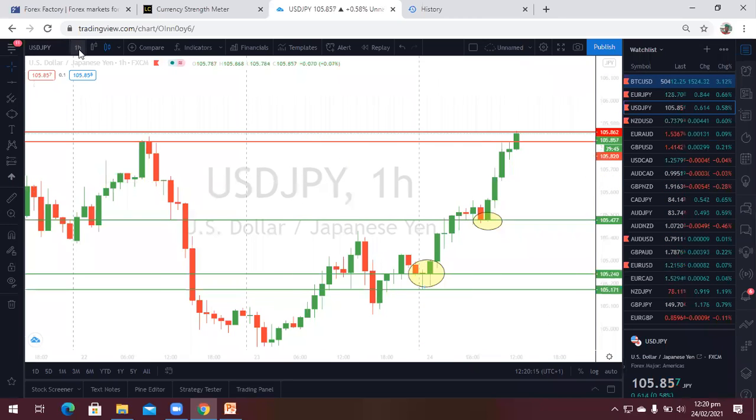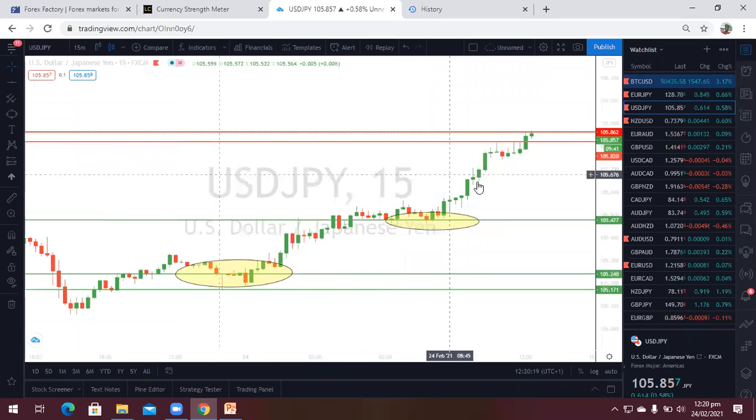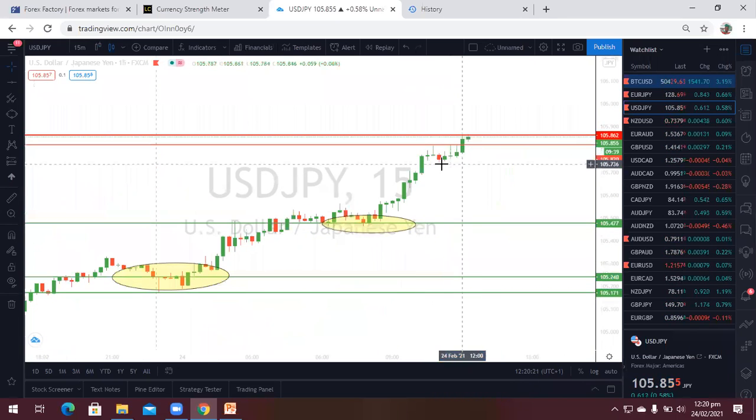Simple as that. Now you take it to 15 minutes. From the 15 minutes time frame, things now become really, really clear. What do we have here? You can see a red candle coming down here and a green one took it up from here. Is it okay to mark?